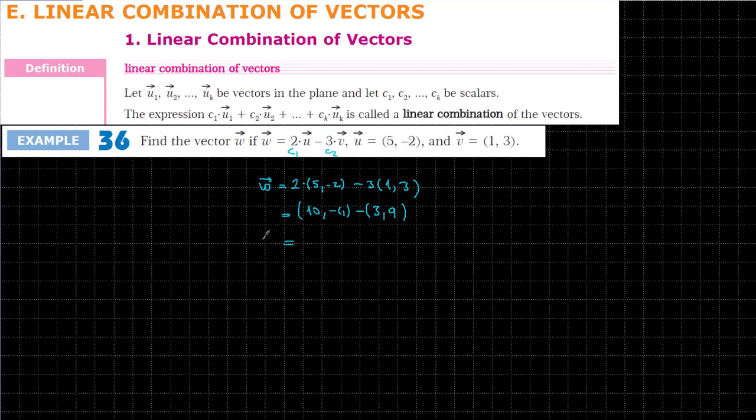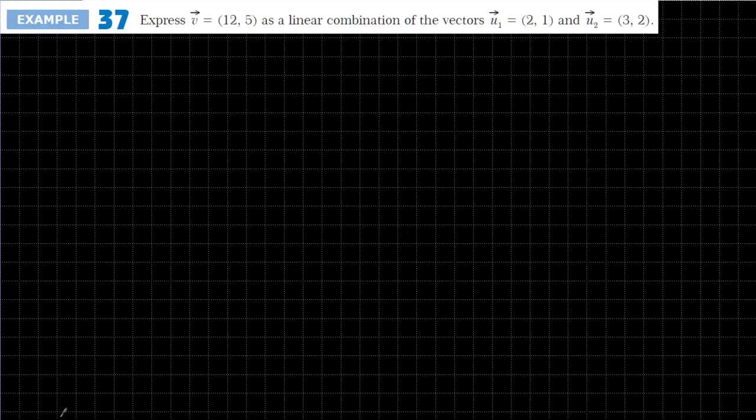So this is the last part. W is equal to 10 minus 3, minus 4 minus 9, which is equal to W is equal to 7 and minus 13. So W is written as the linear combination of these two vectors.